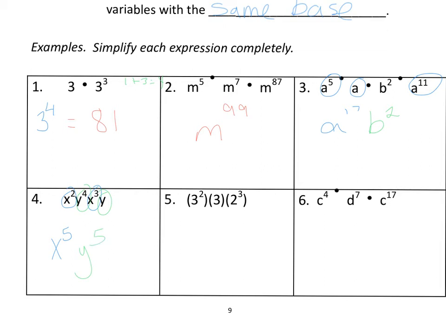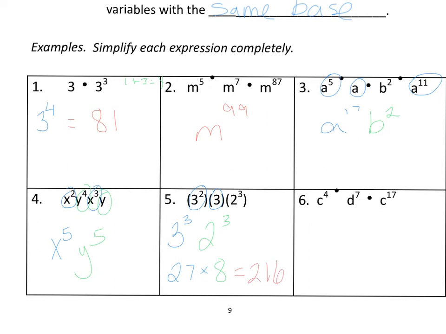For 3 squared times 3 times 2 to the 3rd, we should note that we have 3 squared times 3, which is 3 to the 3rd, and 2 to the 3rd would simply stay as 2 to the 3rd. We have 3 to the 3rd, which is 27, times 2 to the 3rd, which is 8, and that's going to equal 216.